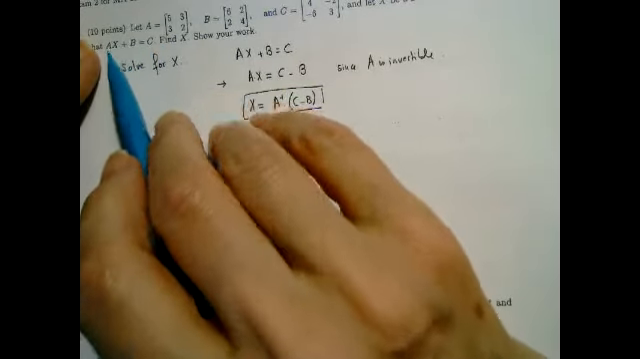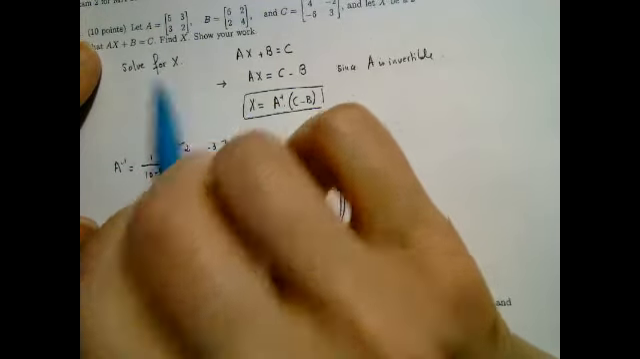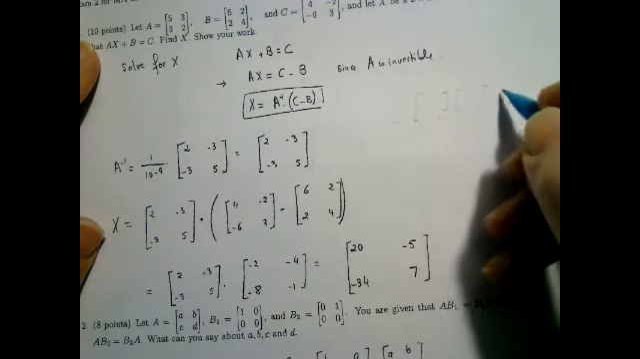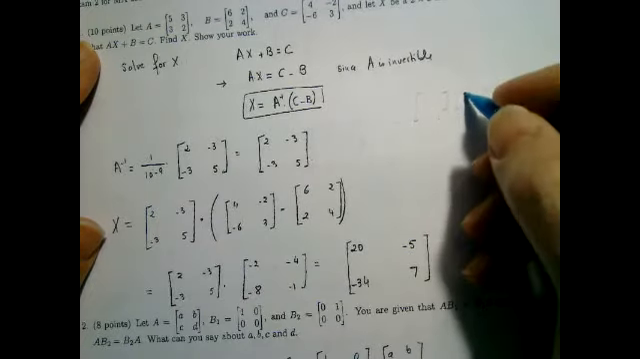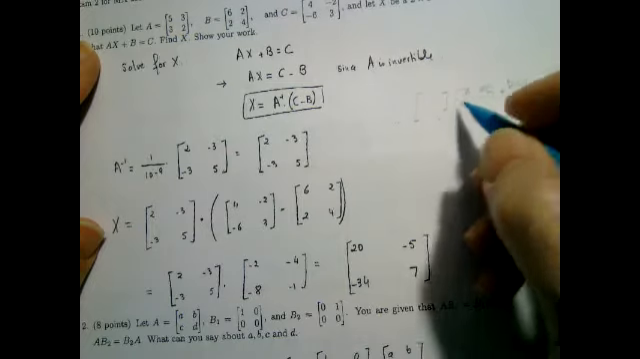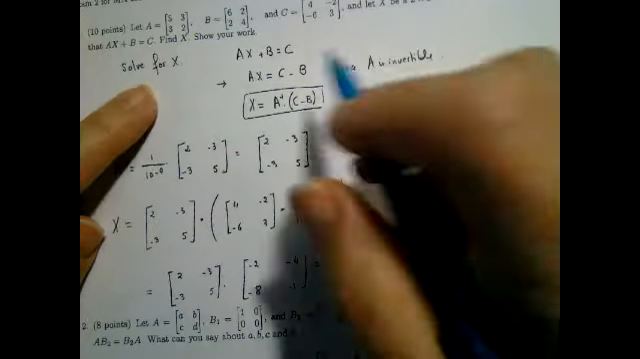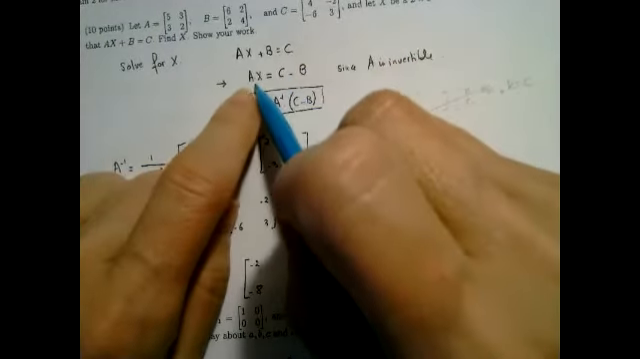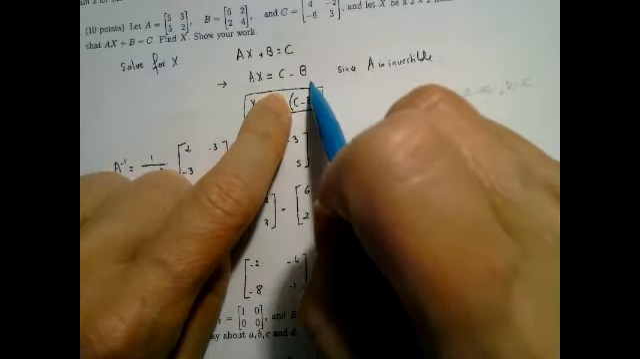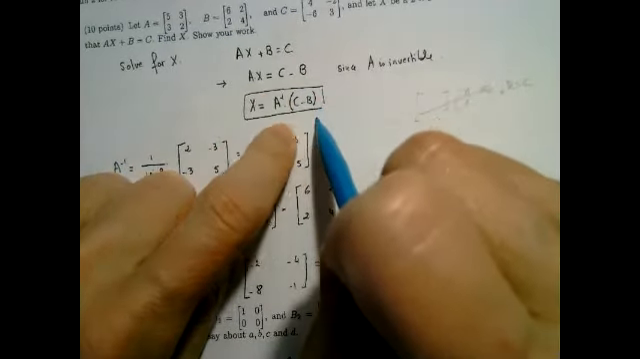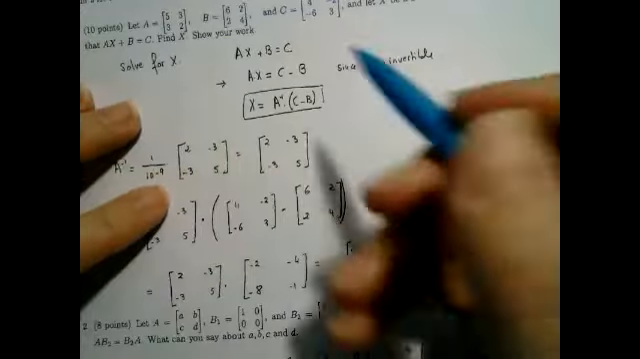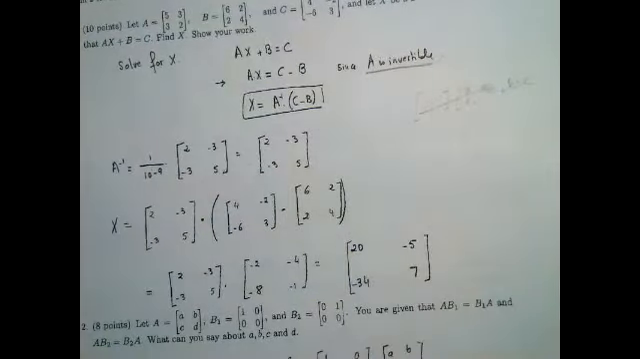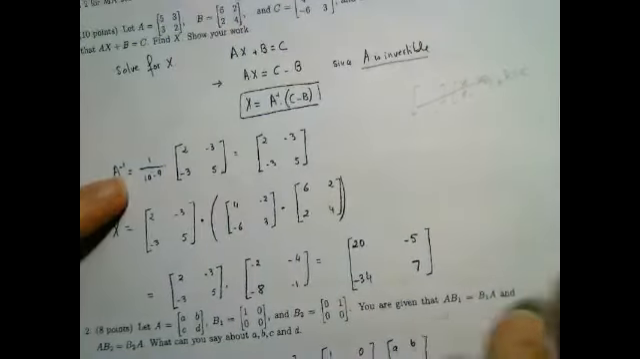The easiest way to do this problem is basically first to solve for X. When I gave you this as a quiz, the students tried to write some entries for X and solve for them. It's easier to solve for X. So A times X plus B equals C. It means A times X is C minus B. Now, here is where a lot of you made a mistake, and this is important. Since A is invertible, I solved for X. And this is where the mistake was made.